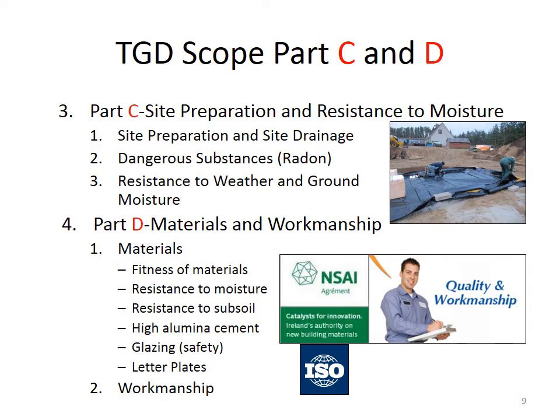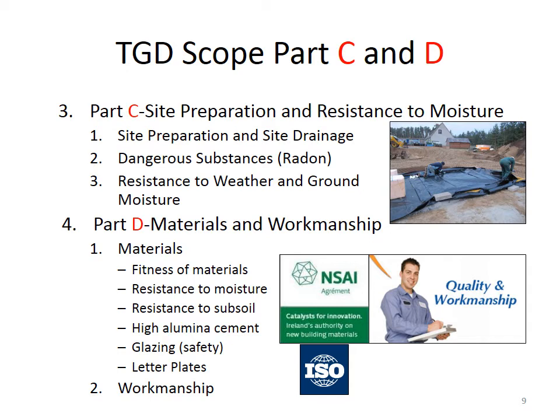So TGD, the scope of part C and D. So number 3 there is part C, and this is site preparation and resistance to moisture. The kind of things that are covered in this section would be site preparation and site drainage, what kind of precautions to take and what requirements there are for drainage on the site to make sure that the area doesn't flood easy, or there isn't too much moisture in the ground.